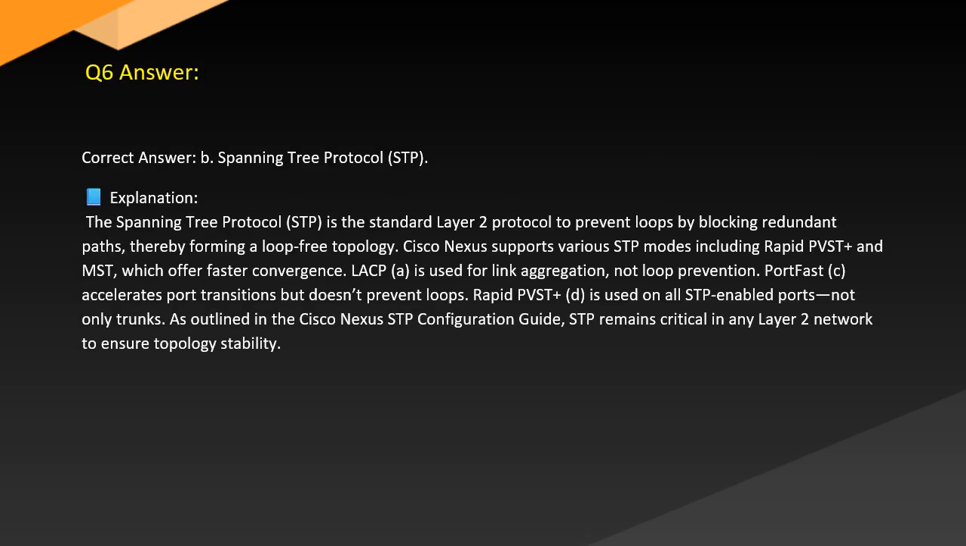Answer. Correct answer: B. Spanning Tree Protocol, STP. Blue Book explanation: The Spanning Tree Protocol is the standard Layer 2 protocol to prevent loops by blocking redundant paths, thereby forming a loop-free topology. Cisco Nexus supports various STP modes including Rapid PVST+ and MST, which offer faster convergence. LACP is used for link aggregation, not loop prevention. PortFast, C, accelerates port transitions but doesn't prevent loops. Rapid PVST+, D, is used on all STP-enabled ports, not only trunks. As outlined in the Cisco Nexus STP configuration guide, STP remains critical in any Layer 2 network to ensure topology stability.